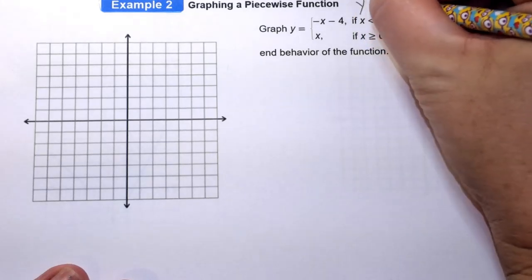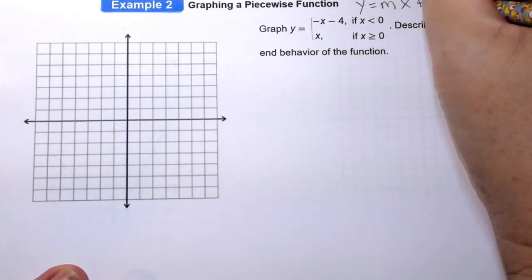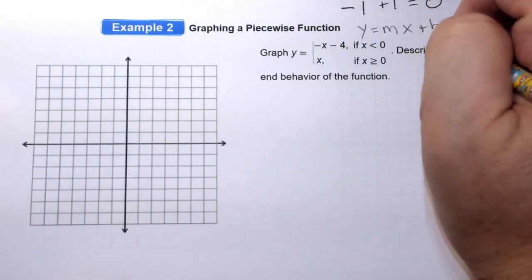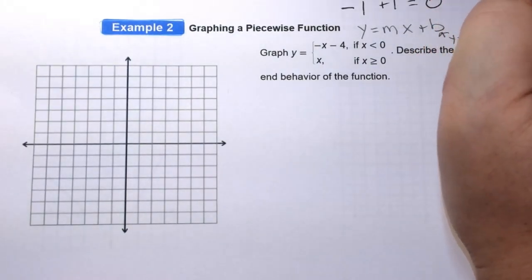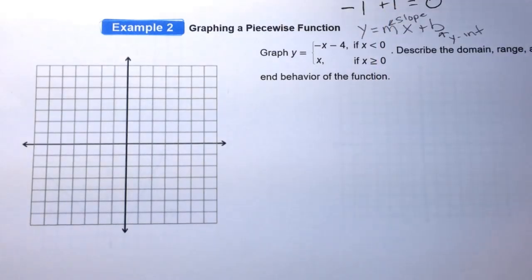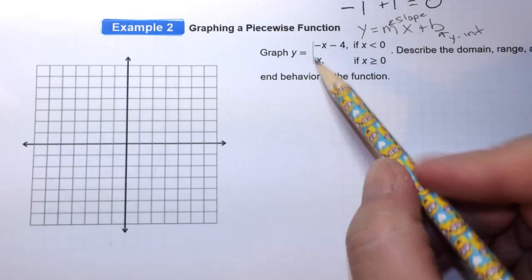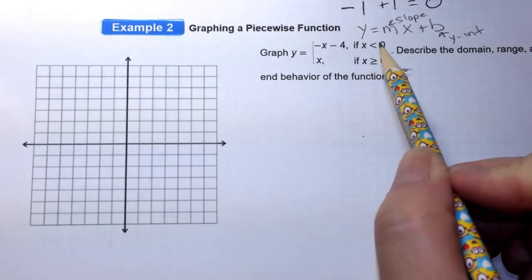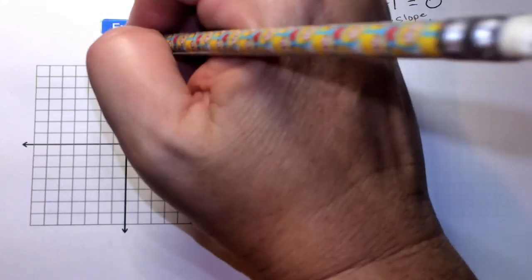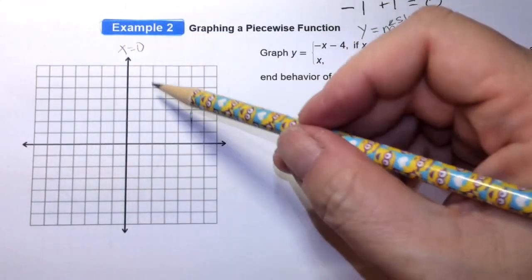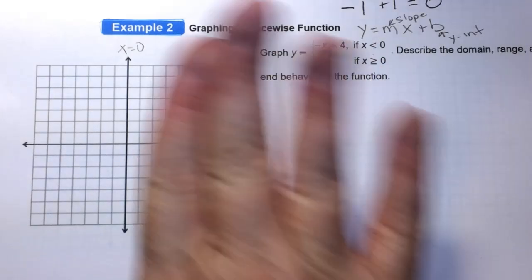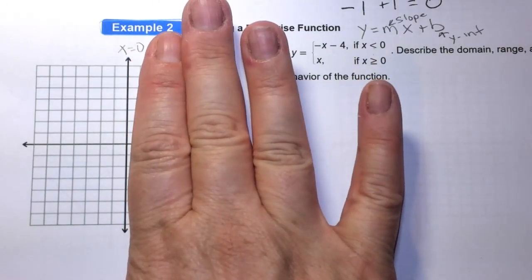So because these are linear, we're going to use y equals mx plus b. Sorry, I didn't realize it was too high. Where b is your y-intercept and m is your slope. Okay, so first off, we're going to start with this very first one. It says when x is less than 0. So where is x equal to 0? Right here on the y-axis. So that means that this graph is not going to exist over here. It's only going to exist over there.